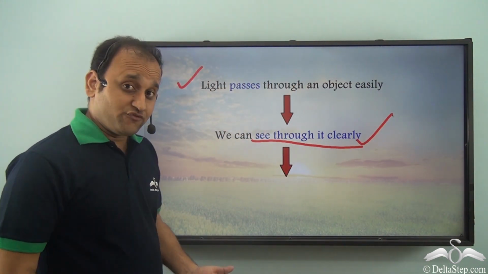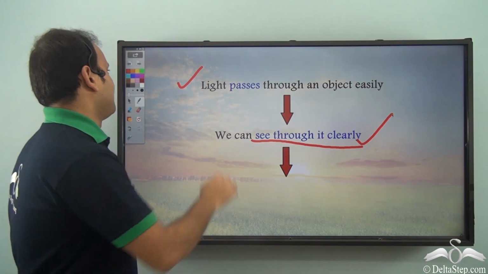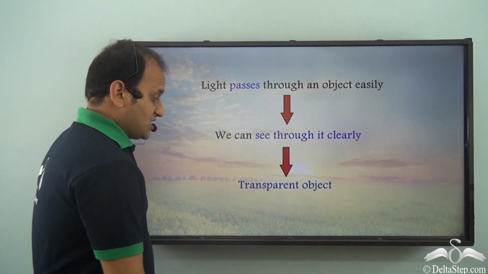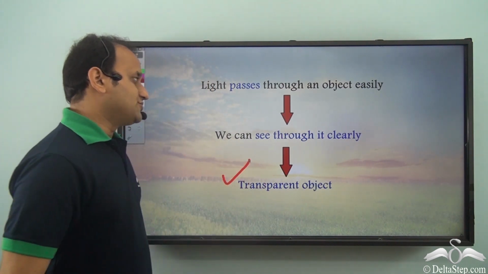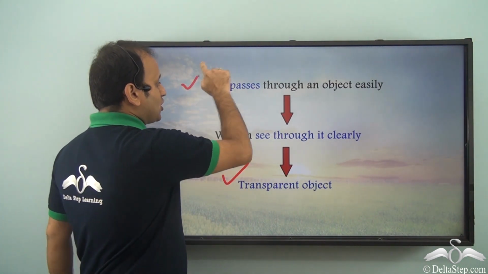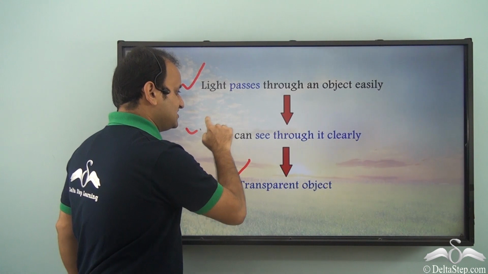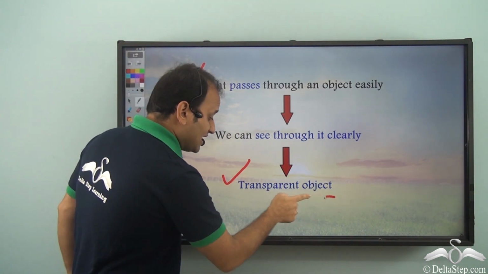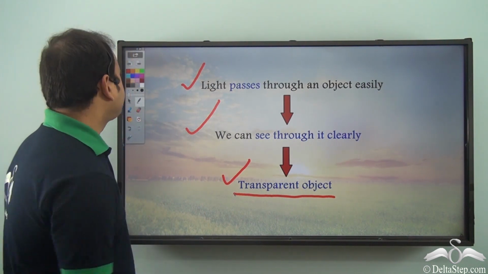And what do we call such objects? Well, such objects are called transparent objects. So when light passes through an object easily and we can see through it clearly, such objects are called transparent objects.